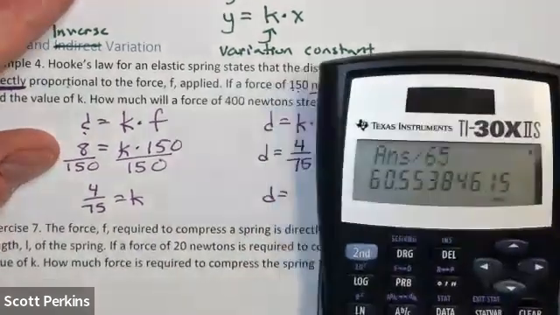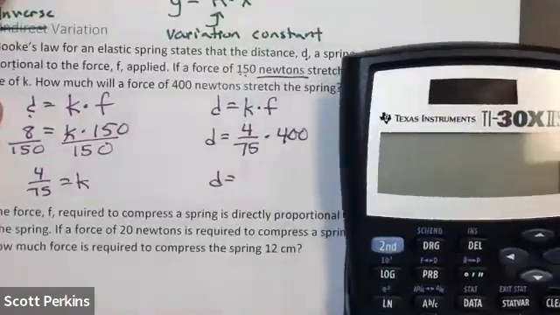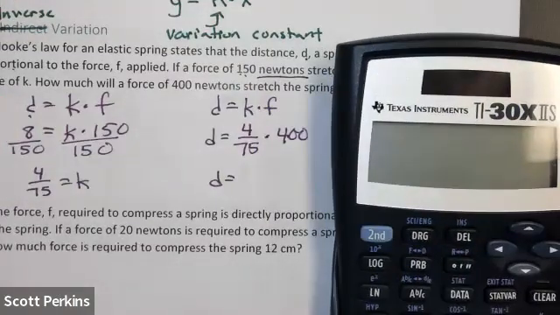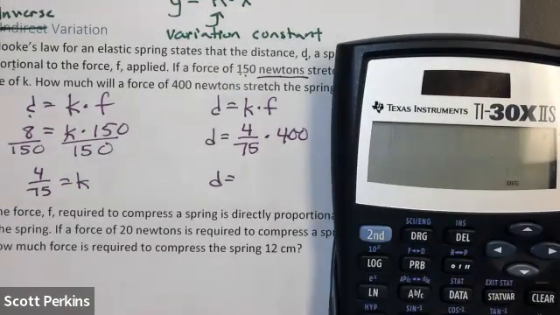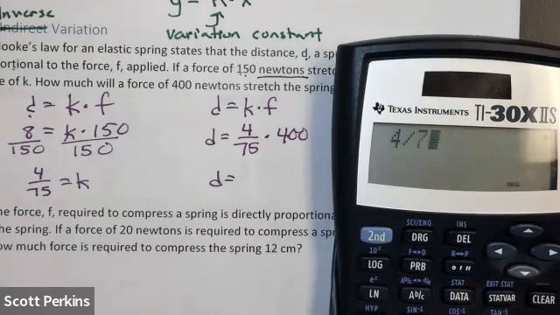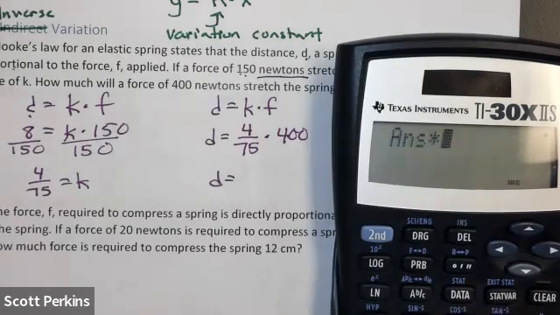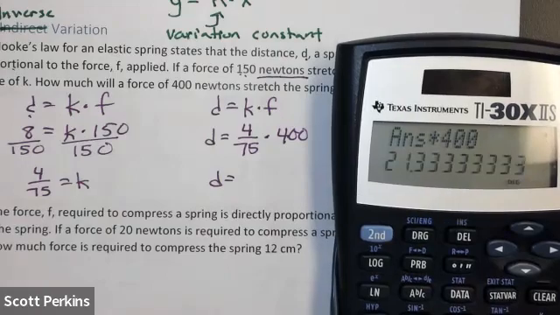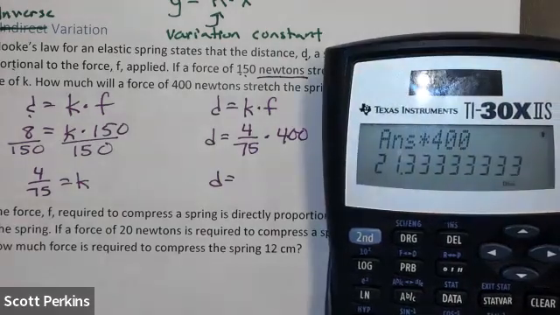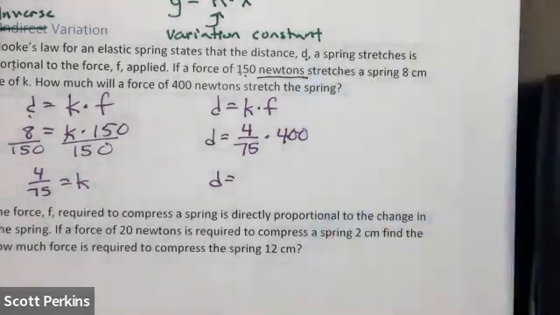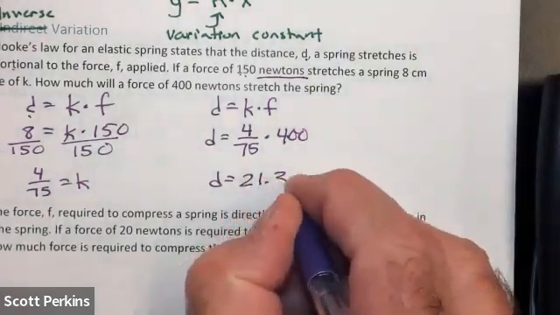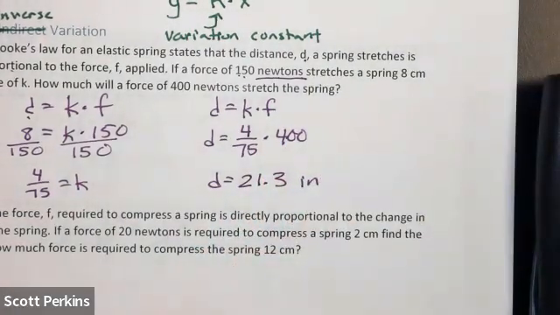This just becomes a calculator problem. So I've got 4 over 75 times 400. So that is going to be 4 divided by 75, and then I'm going to multiply that by 400, and I get 21.333333. So we'll just round that to 21.3 inches.